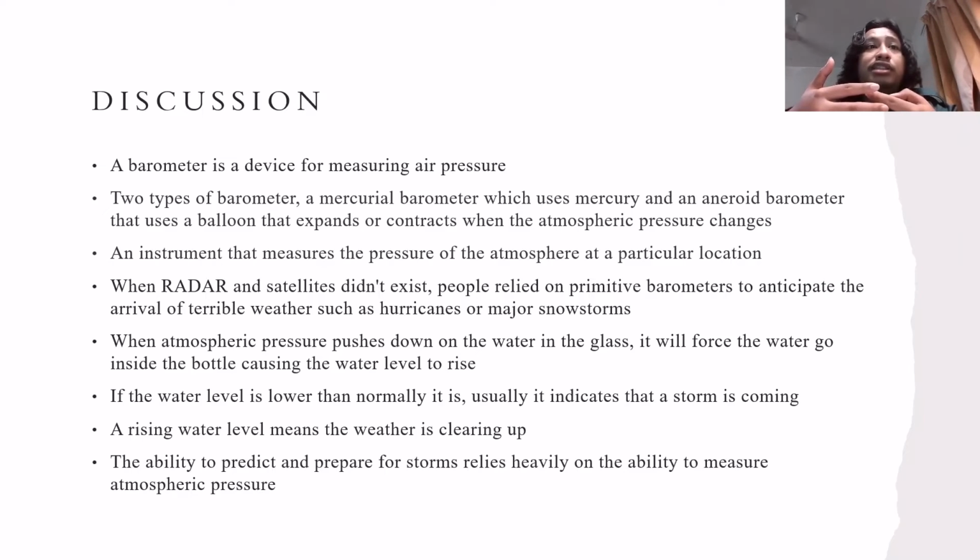When radar and satellites didn't exist, people relied on primitive barometers to anticipate the arrival of terrible weather such as hurricanes and major snowstorms. When atmospheric pressure pushes down on the water in the glass, as seen in the video, it will force the water to go inside the bottle, causing the water level to rise. If the water level is lower than normal, it usually indicates that a storm is coming, while a rising water level means that the weather is clearing up. So the ability to predict and prepare for storms relies heavily on the ability to measure atmospheric pressure.